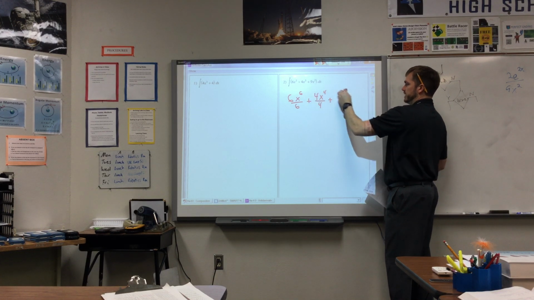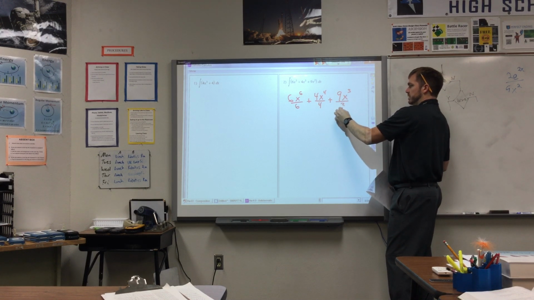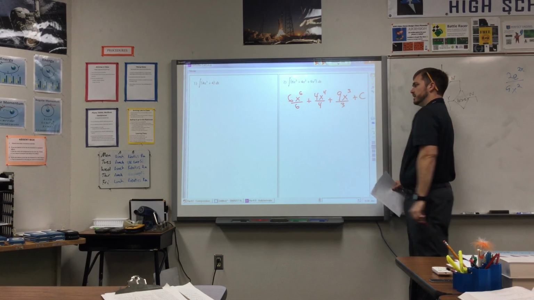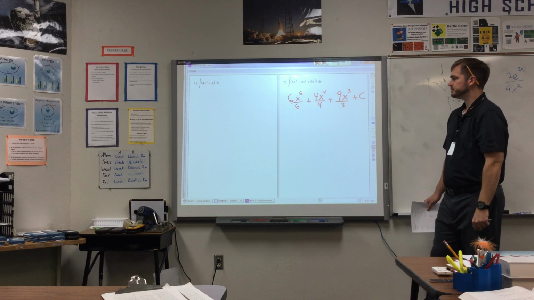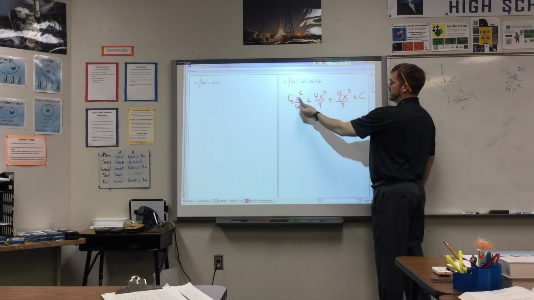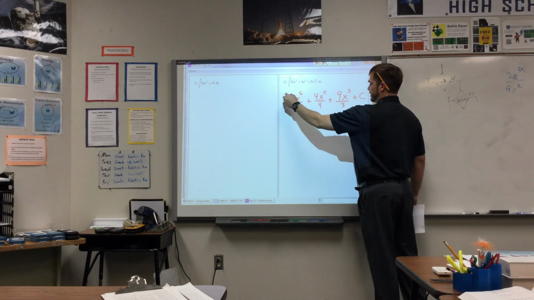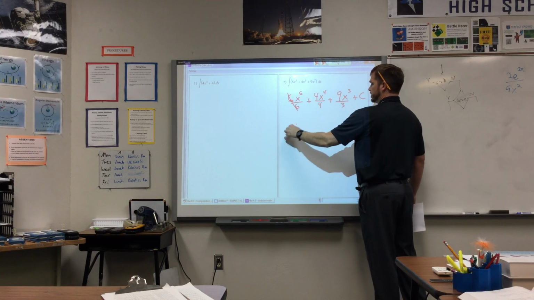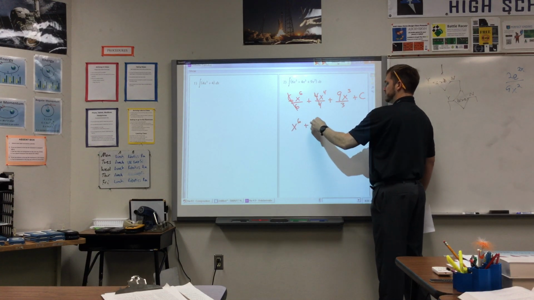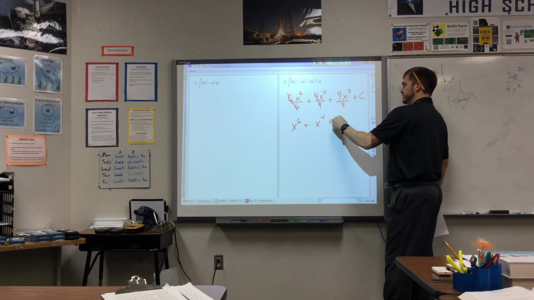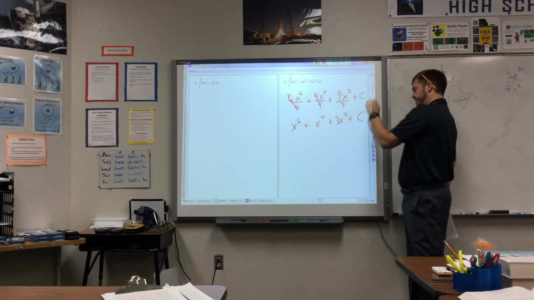X, power up that 2, we've got a 3 over 3. And always the plus c. At this point then we've got to notice we can reduce. So x to the 6th plus x to the 4th plus 3x cubed plus c.